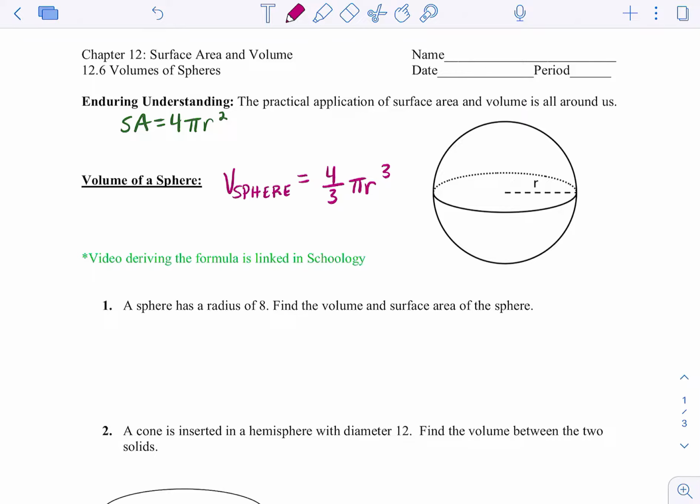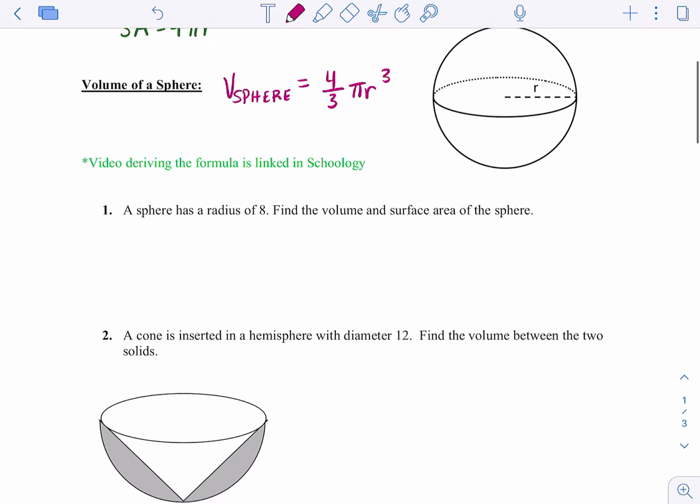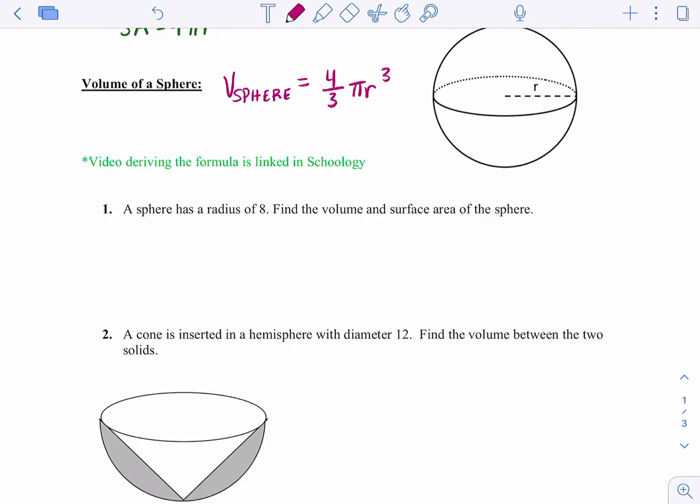So the formula is pretty straightforward. We're going to do one example of that, and then we're going to work through a couple of examples of using relationships of spheres. So for number 1, it says a sphere has a radius of 8. Find the volume and the surface area of this sphere. So let's start with the volume. So when it comes to this formula for a sphere, it has a radius of 8. The only thing that we need to do is substitute the 8 in for that spot for r cubed. And so this would make our volume 4/3 pi times 8 cubed.